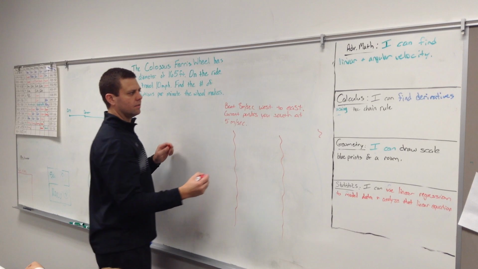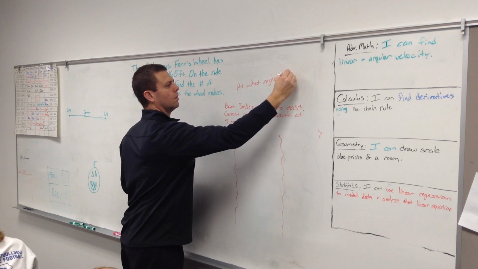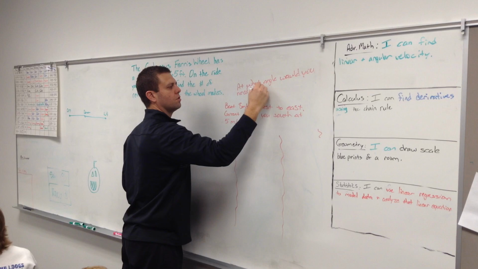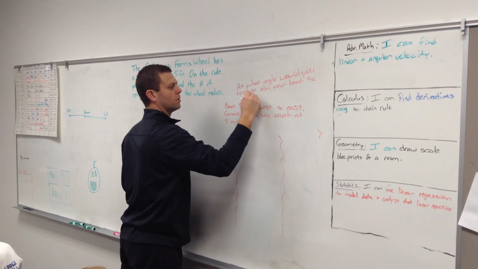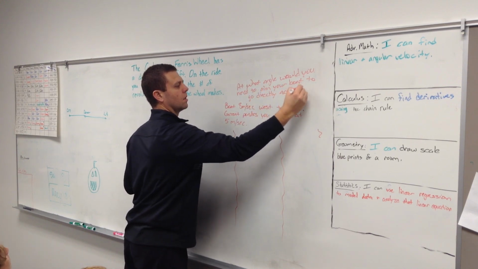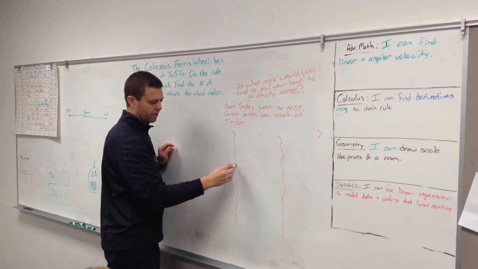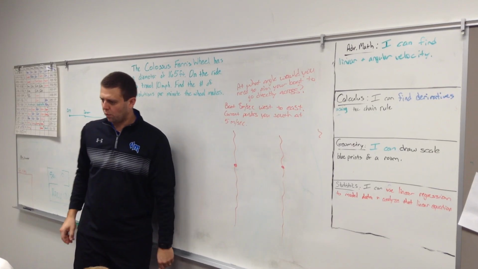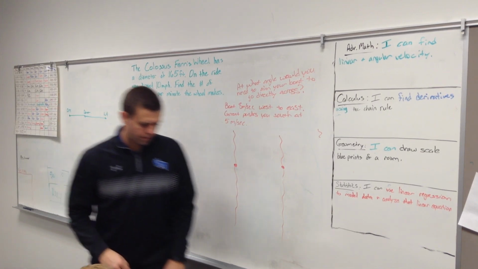At what angle would you need to aim your boat to go directly across? Okay? So we're going west to east. We're going to start here, and we want to end up right here. At what angle would you need to aim your boat in order to go directly across the river?